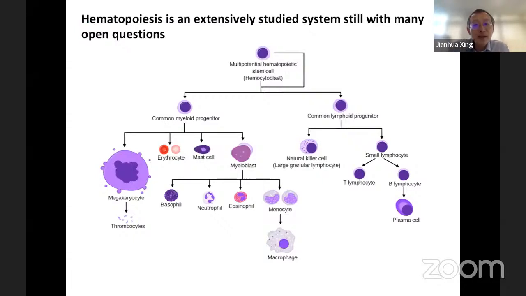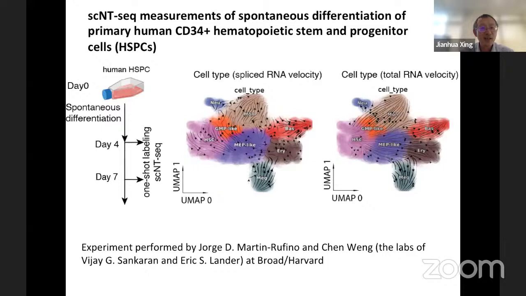This example is about human. It's a hematopoietic differentiation system. We know the stem cells differentiate into different blood cell types. And although it's a very well-studied system, there's still a lot of open questions. So the data here show the data we obtained from our collaborator at the Broad Institute in Harvard.